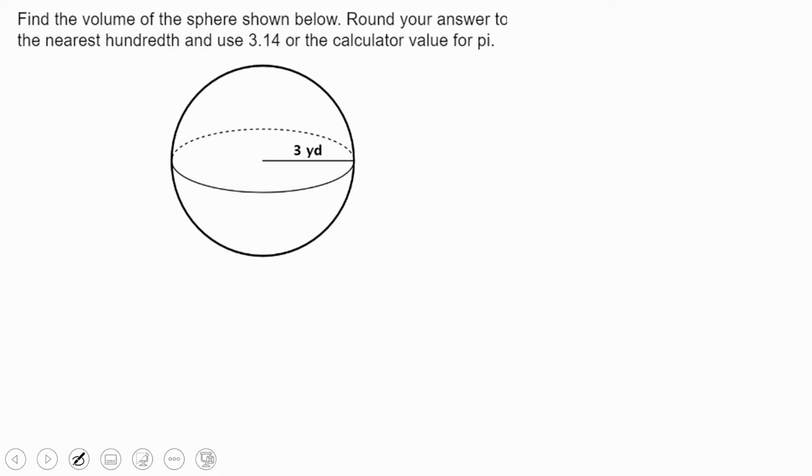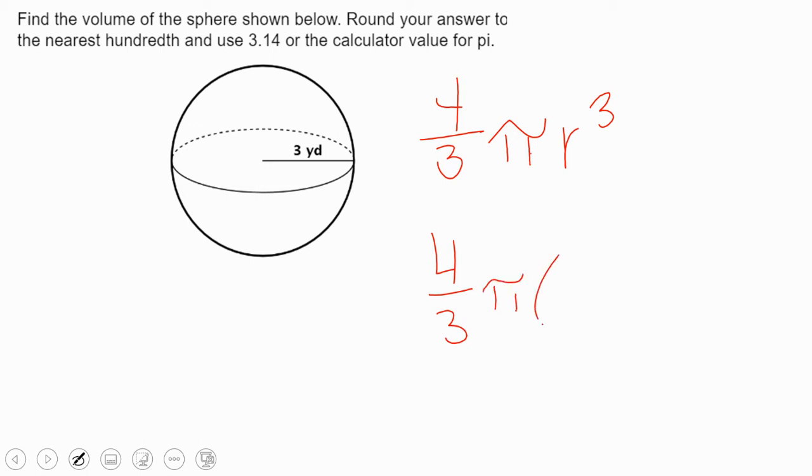So the first example just tells us to find the volume of the sphere shown below. Round your answer to the nearest hundredth and use 3.14 or the calculator value for pi. So remembering the formula is 4/3 pi r cubed, we just put 3 in for the radius. Now I'm going to show you how you will type that into your calculator.